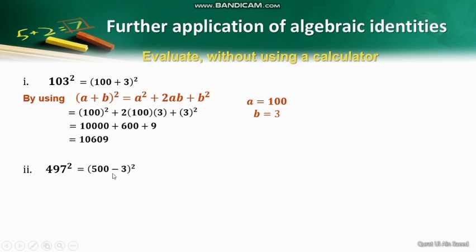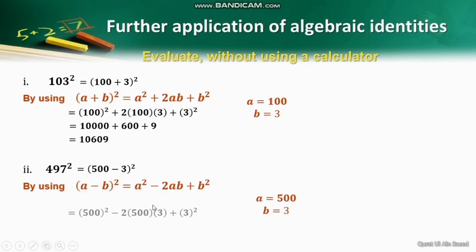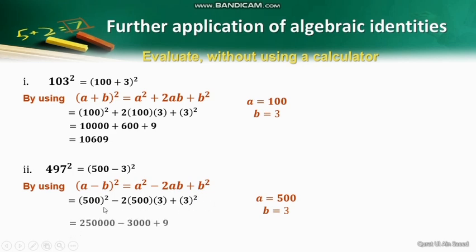Similarly, for finding the square of 497, we can think of writing it as sum or difference of numbers whose squares are known to us. So we'll write 497 as the difference 500 minus 3. Clearly, it becomes the case of the second identity. We'll identify the values of a and b. a is 500 and b is 3. Insert the values of a and b in the right hand side, a squared minus 2ab plus b squared. Simplify all the terms and add up the terms to reach the result.